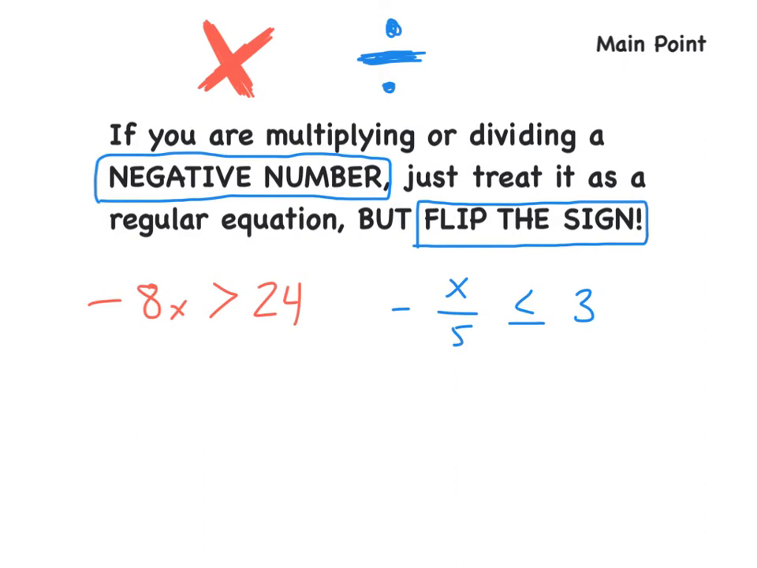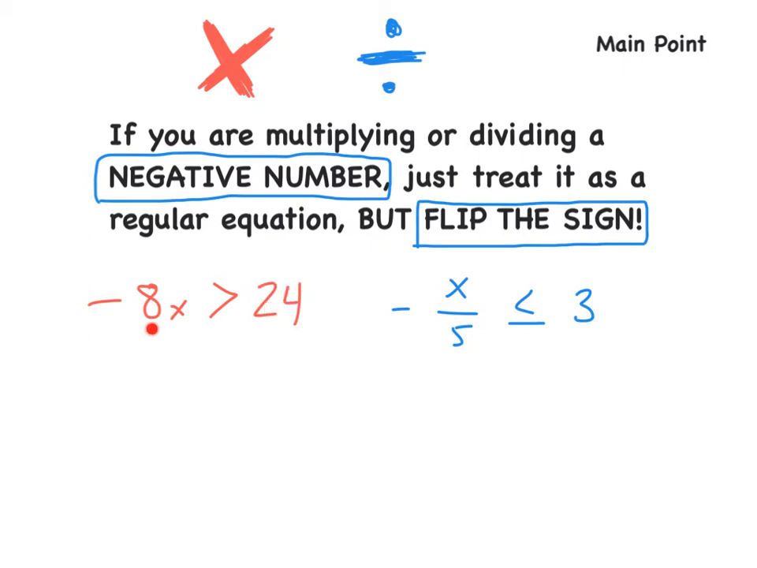Alright, now, this slide is extremely important. So, please pay attention. If you're multiplying or dividing by a negative number, treat it as a regular equation like usual, but you must flip the sign. You must flip the inequality sign. If you have multiplying or dividing by a negative number, flip the sign.